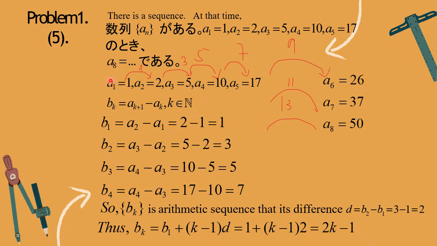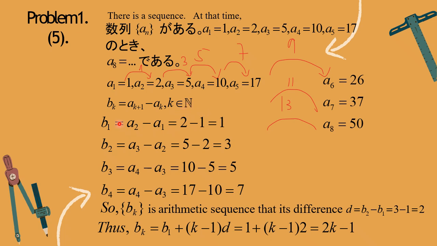However, if the problem is to find the general term, we need to do it this way. I just made up this problem. So we need to create a new sequence, b_k equals a_{k+1} minus a_k, where k is in the set of natural numbers beginning from 1.